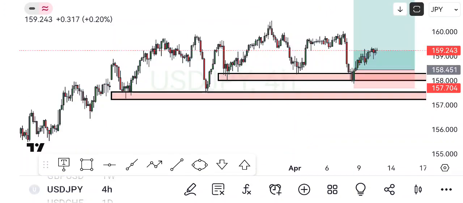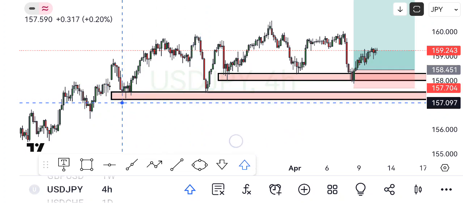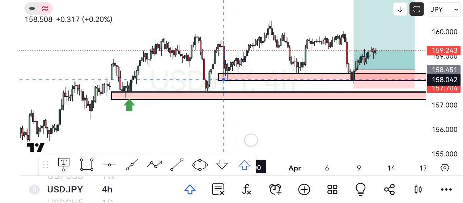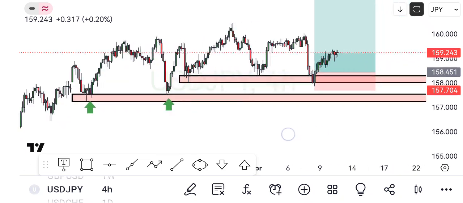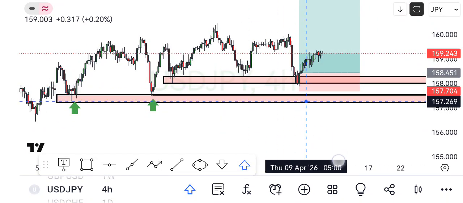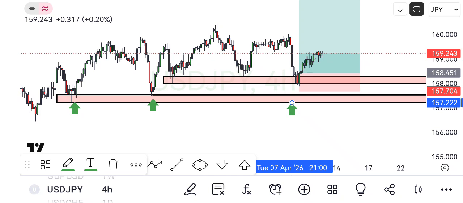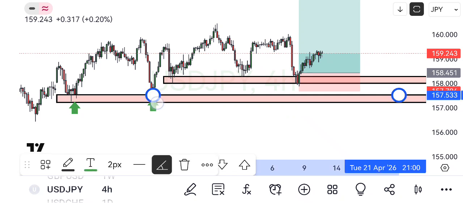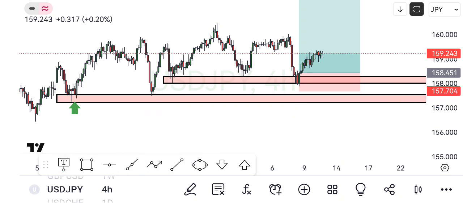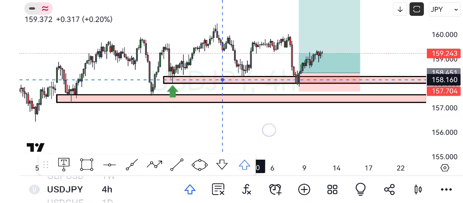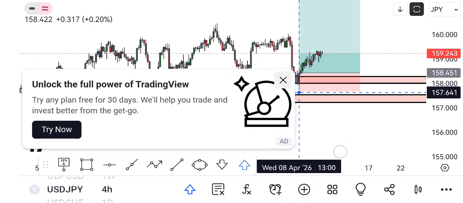For example, the principles of support and resistance: they need to be tested 2 or 3 times for them to be called support and resistance. First test, second test. So if the price was to come and test again right here, I would look for a buying opportunity. You understand? First test, second test. Now the price came to our area right here.